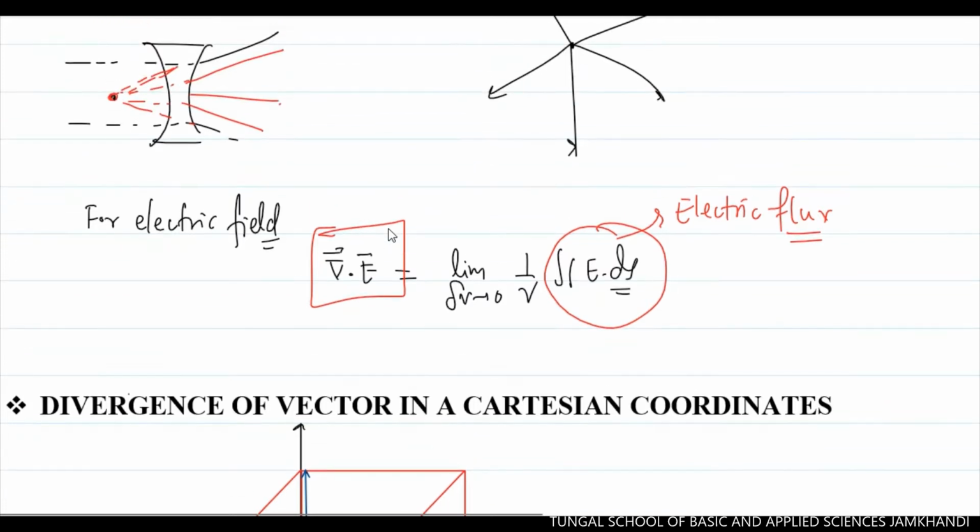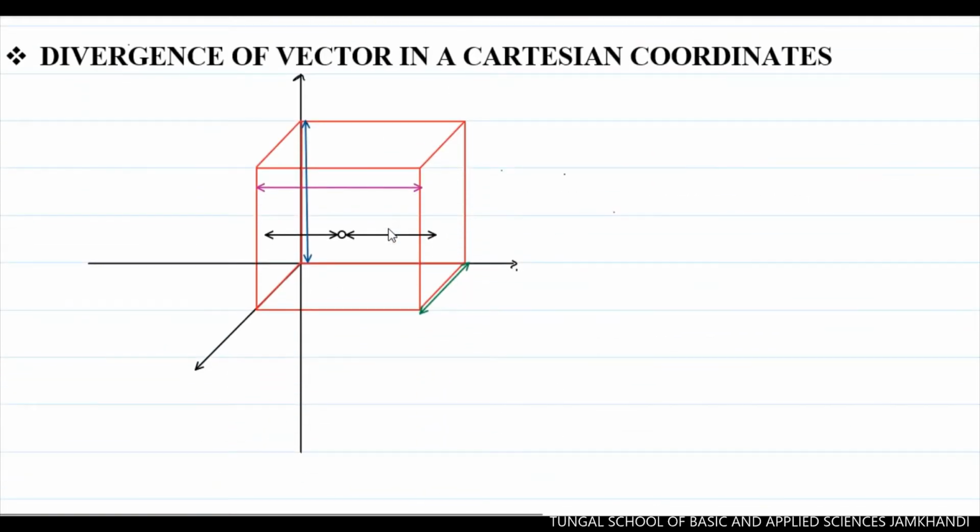For example, we discussed electric field, that is, the electric flux which is coming out of the surface of a particular unit volume. Similarly, today in this lecture we are going to discuss the divergence of a vector in a Cartesian coordinate system. To find the value of divergence of any vector A using Cartesian coordinates, we are going to consider a particular Cartesian coordinate system.